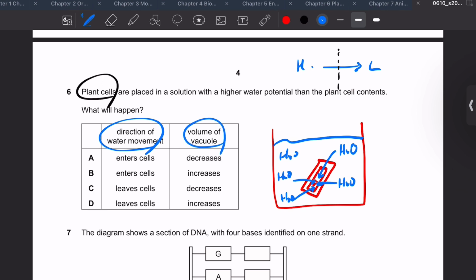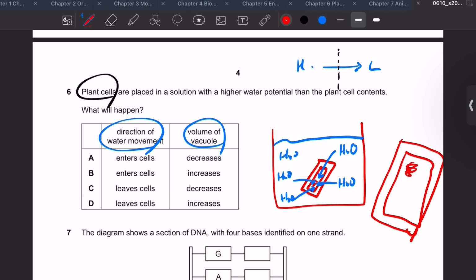and the volume of the vacuole. Now this is something that we have to talk about. So the plant cell has many organelles, just like any other cells. It does have a nucleus with DNA, ribosomes, mitochondria, chloroplasts, and also a very large vacuole. So the function of the vacuole is to store water and other waste products as well, like salts and stuff.